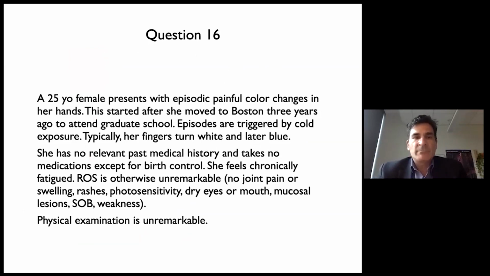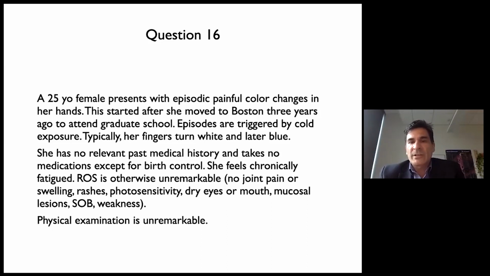Question 16. A 25-year-old female presents with episodic painful color changes in her hands. This started after she moved to Boston 3 years ago to attend graduate school. Episodes are triggered by cold exposure. Typically, her fingers turn white and later blue. She has no relevant past medical history and takes no medications except for birth control.